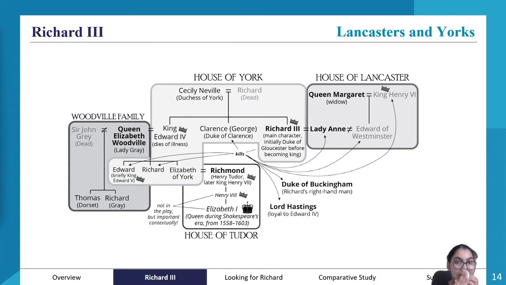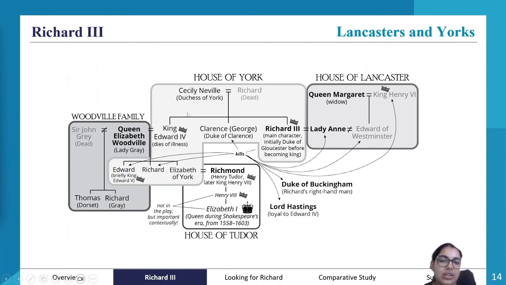here you go. Here is, not really a summary, but a line of a family tree of what's happening. So House of Lancaster, we have Queen Margaret and King Henry. Margaret's a widow. They have a son, Edward of Westminster. Lady Anne marries him, but after he dies, she marries Richard. Richard, in the play, kills his brother Clarence, Duke of Clarence, so George.